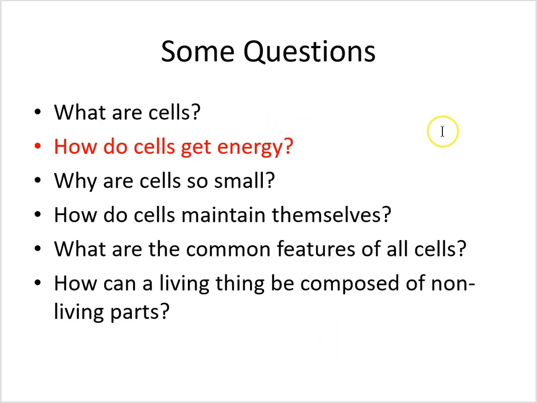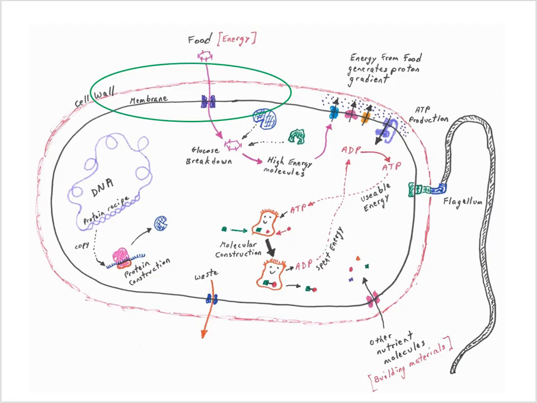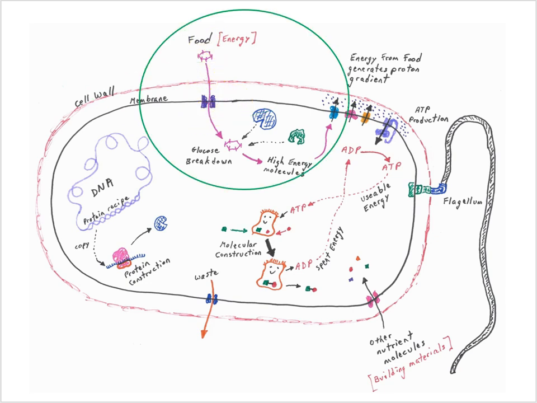In this lesson, we'll focus on how cells get energy. Now, in a previous lesson, we described the cell membrane and what it's made of and some of its important tasks. It's going to regulate, control the flow of material into and out of the cell. Food, for example, has to come into the cell. In this lesson, we'll take a look at what happens to that food.